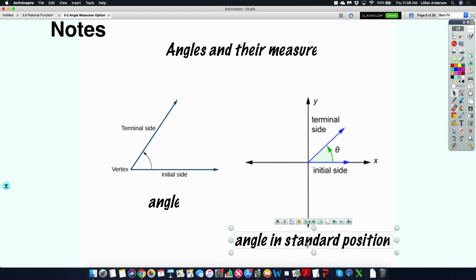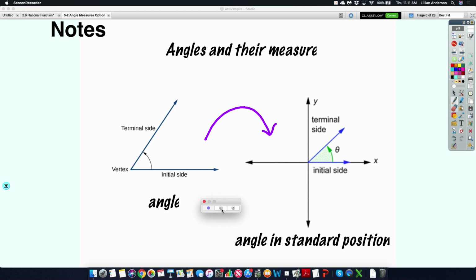When you put that angle into a coordinate plane, like what is on the right-hand side, okay? You now have put that angle in standard position. The vertex is at the origin. The initial side is on the positive x-axis, and then the terminal side is somewhere inside of that coordinate plane. For this particular example, it is in the first quadrant, but it doesn't necessarily have to be in the first quadrant. Okay?